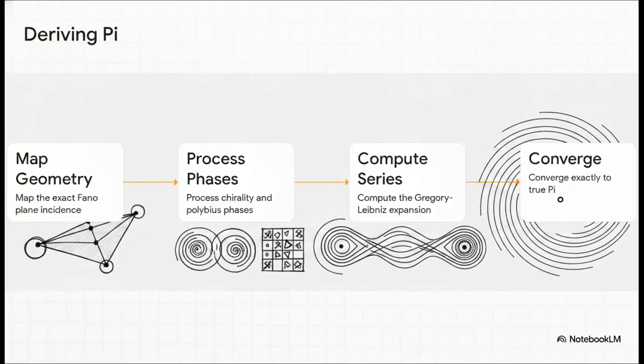Okay, so here's how the derivation actually flows. First up, OMI maps that exact finite structure from the Fano plane. Then, it processes this through specific geometric pathways. These are known as chirality diagonals and Polybius phases. And from those geometric truths, it computes the Gregory-Leibniz expansion series. By tracking these exact incidences, OMI dynamically derives pi. It converges exactly to the true value, all without needing a single stored decimal point.